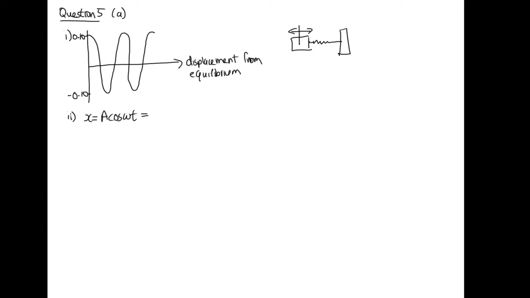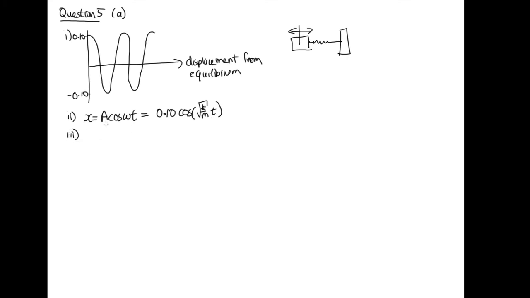Now, because this is a mass on the spring and we're given A, we can substitute in for A: 0.10 is the amplitude, cos, now omega is the square root of k on m for a spring. k is the spring constant and m is the mass on the spring. So this gives us the equation for the simple harmonic motion there.